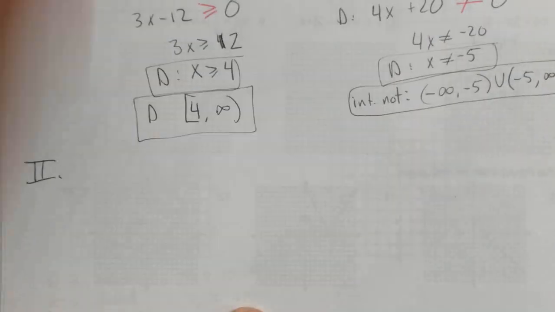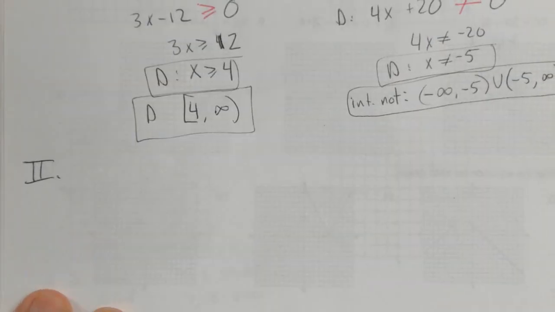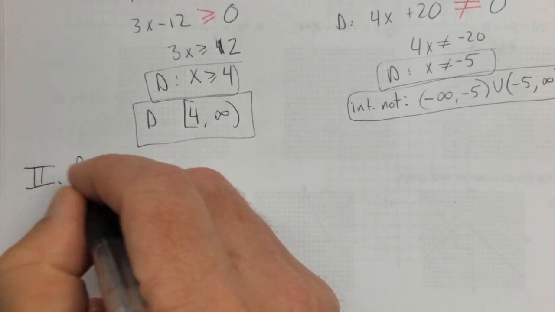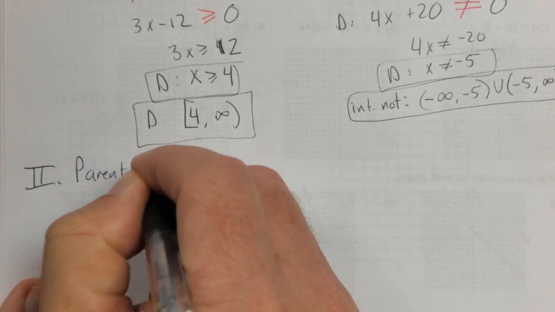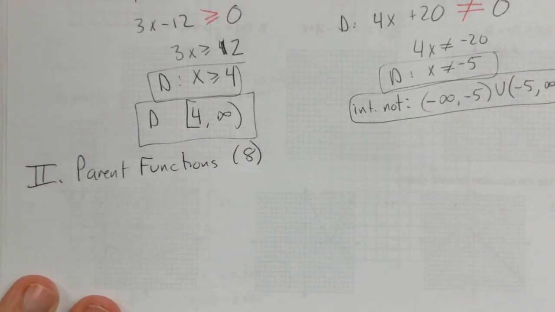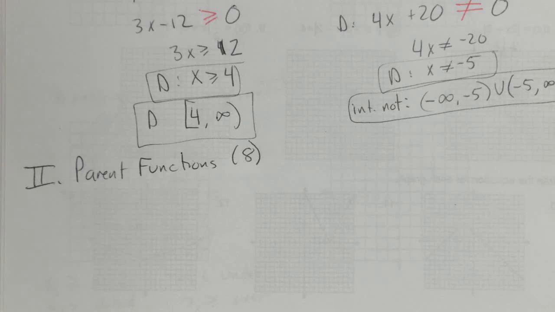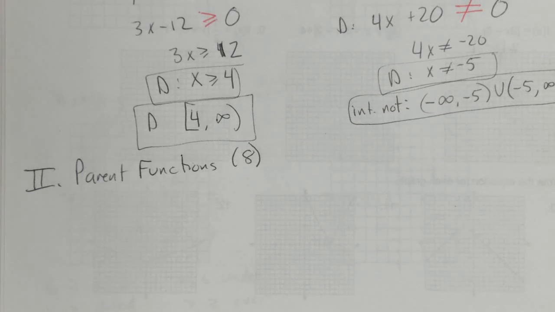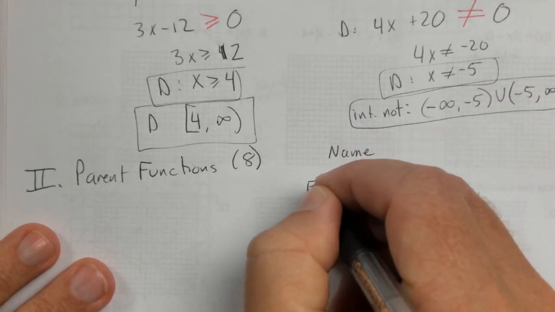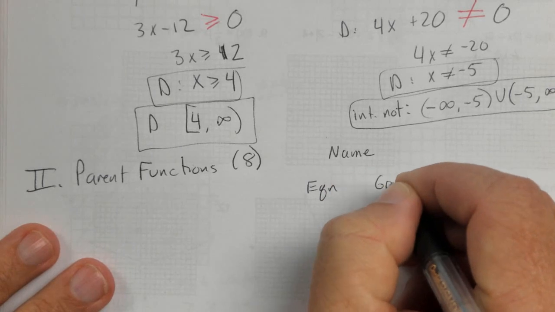Roman numeral 2. What do you think Roman numeral 2 is? Roman numeral 1 is algebra stuff. Algebra review. Parent functions. I believe there were 8 of them on that sheet that we learned, so make sure you know and can go between the like 3 main things: the name, the equation, and the graph.